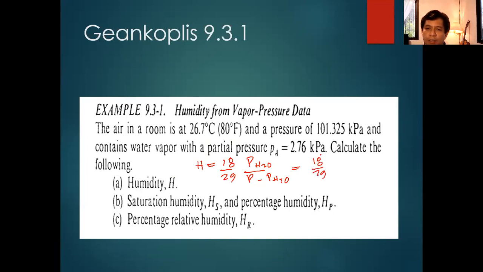18 divided by 29. pH2O is 2.76 kPa. Tapos the total pressure is 101.325 minus 2.76 kPa. So ilan yung H? Ilan yung humidity natin? Get your calculator. Ilan? Anyone? Yes, very good, Christiana. Very good, Jericho. Very good, Gio. 0.0174. Very good, Angela. No? 0.0174.